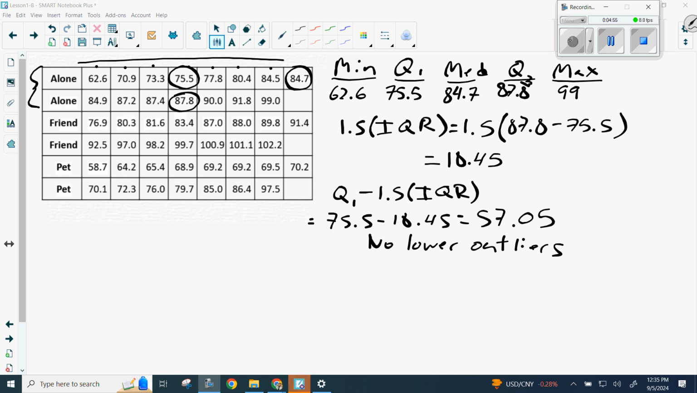All right, next we're going to do quartile 3 plus 1.5 times the interquartile range. Quartile 3 is 87.8. And we're going to add to that 18.45.